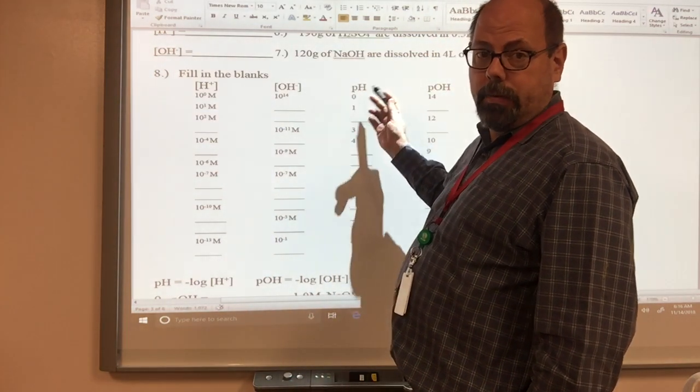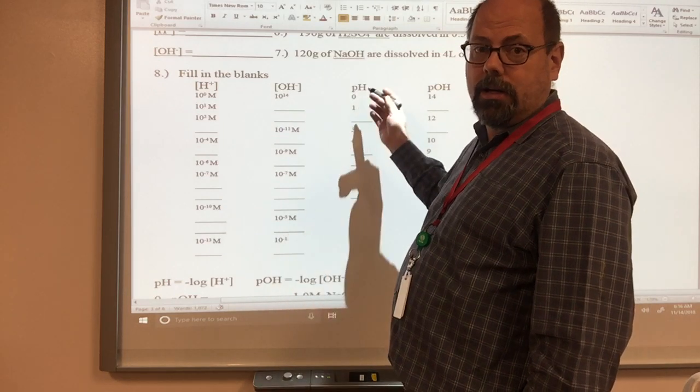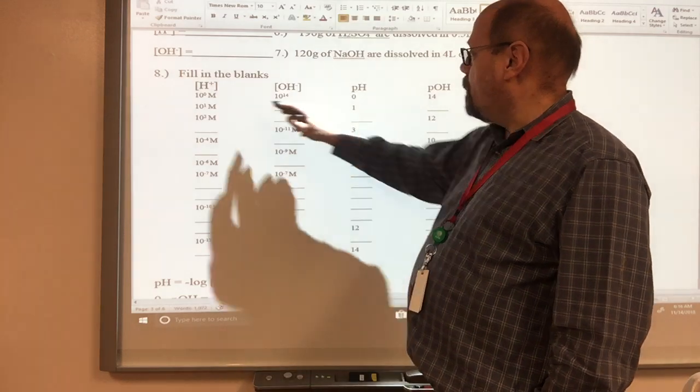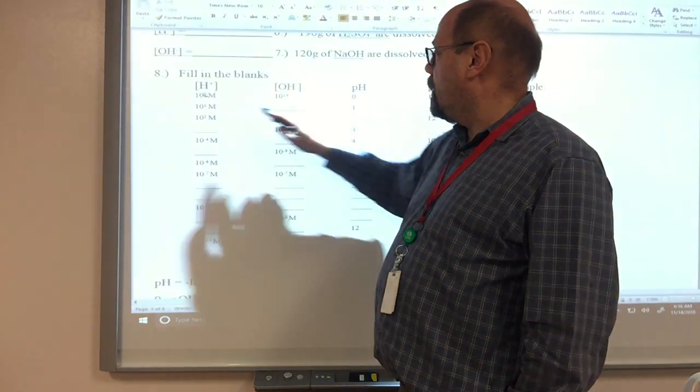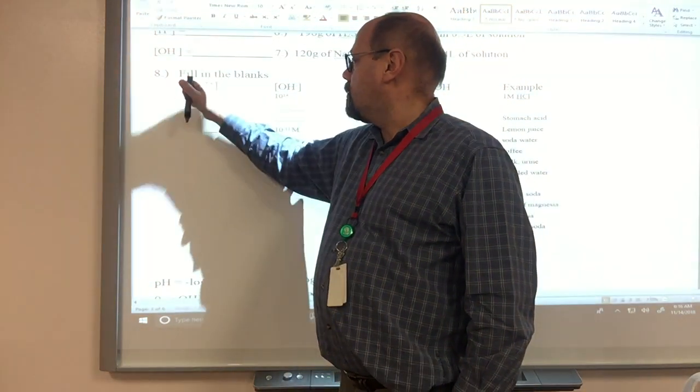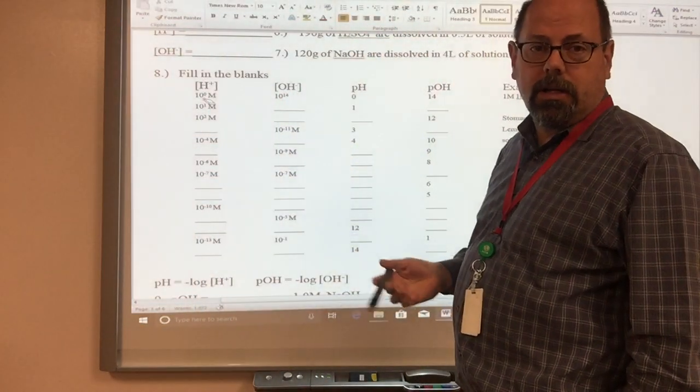That's what the P stands for. The P is the exponent, or the power, on the hydrogen's concentration and the power on the OH concentration. They became 0 because the exponent is 0 on there, so its pH is 0. Here the pH is 14 because the concentration of the OH is 10 to the minus 14th.